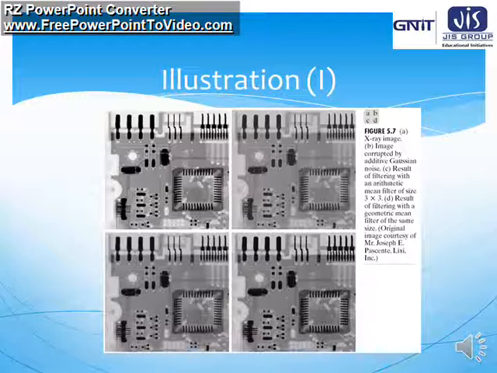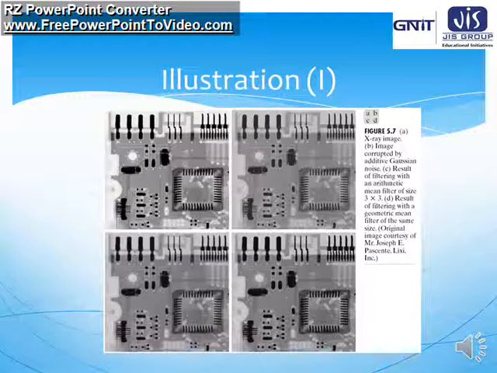Now some illustrations are also given here. We have to see all the images very carefully, and from there we have to understand what is the input image and what is the output image. Here the first one is the X-ray of a circuit board, and the second image is the image corrupted by additive Gaussian noise. The third image is the result of filtering with an arithmetic mean filter, where the size of the mask is 3 cross 3, and the fourth image is the result of filtering with a geometric mean filter of the same size, that means 3 cross 3.